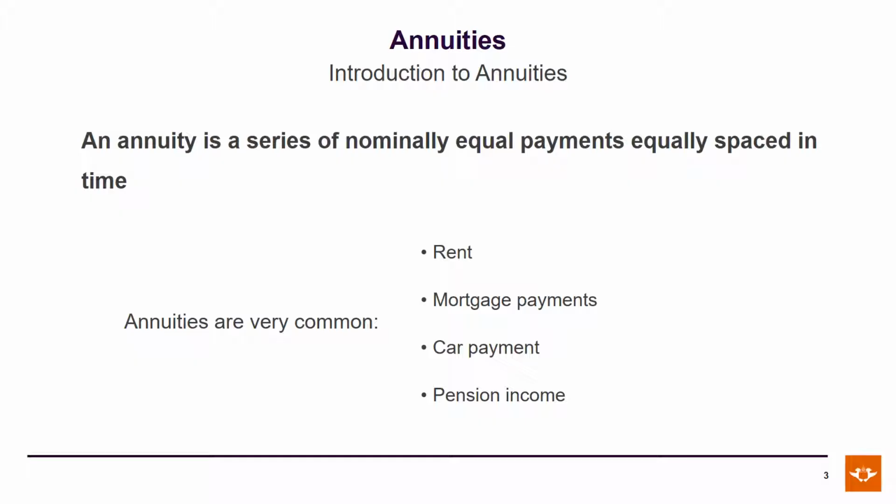An annuity is a series of nominally equal payments, equally spaced in time, and some very common examples of annuities are rent payments, mortgage payments, car payments, and pension income.